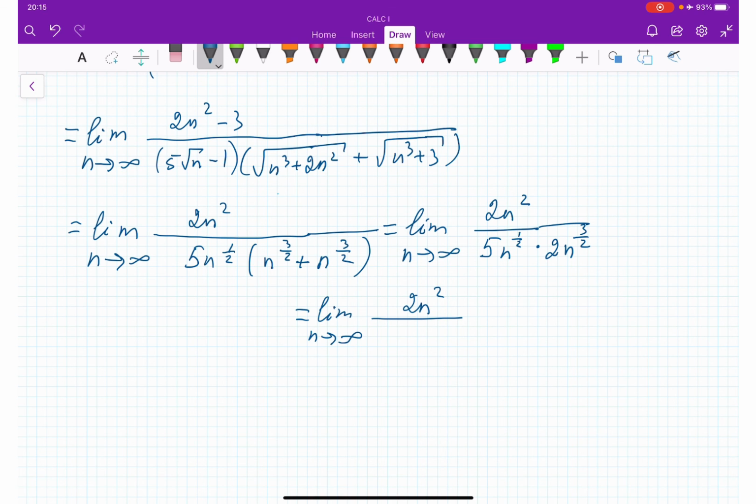And when I'm comparing 1/2 and 3 over 2, what is going to happen? Since we have multiplication here, in the case of multiplication, you can't ignore. You can ignore or drop a smaller value only when you have addition, right? So in this case, it's going to be 5 times 2 is 10. And n to the power 1/2 times n to the power 3 over 2, you are going to get n squared, right? 1/2 plus 3 over 2. And the n squared cancels with this n squared. This is 1, this is 5. And it's equal to 1 over 5.